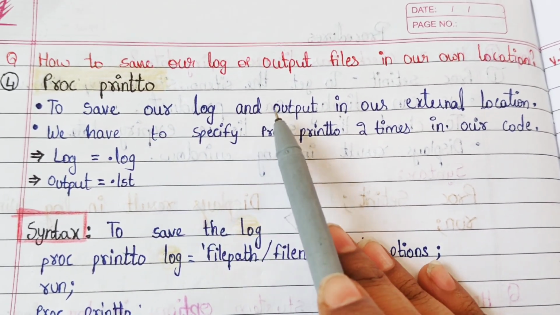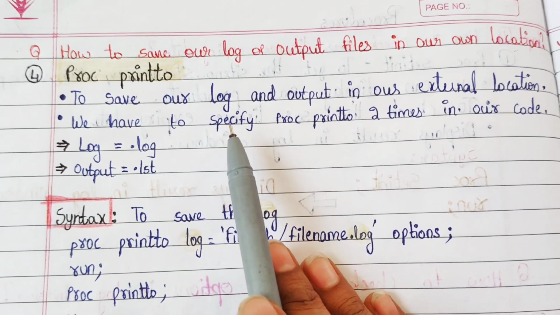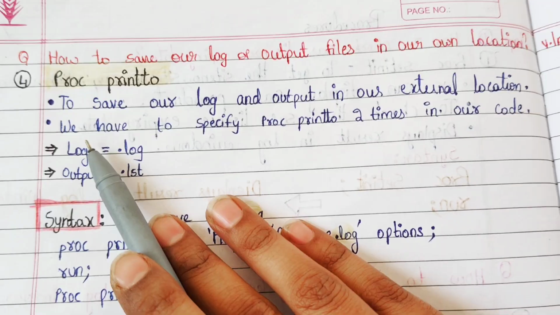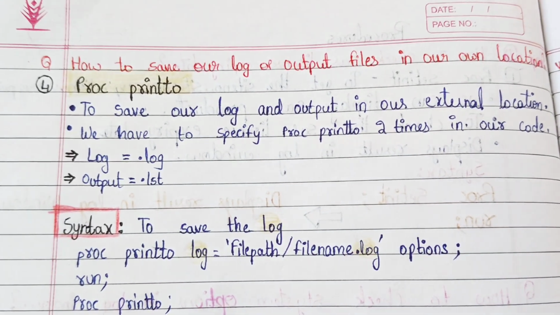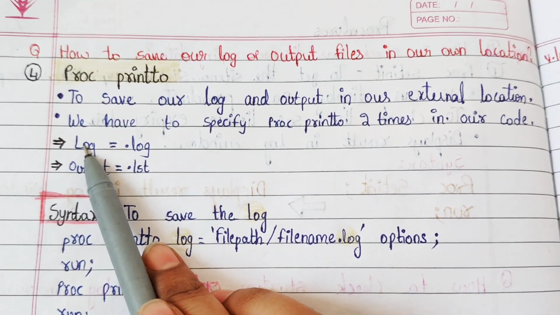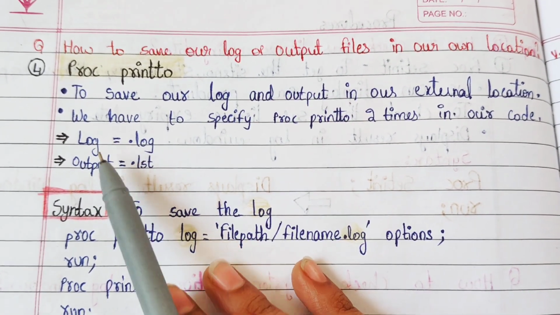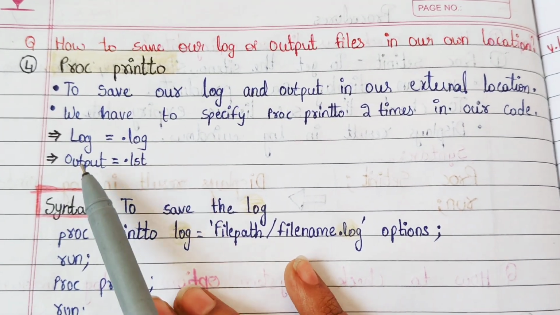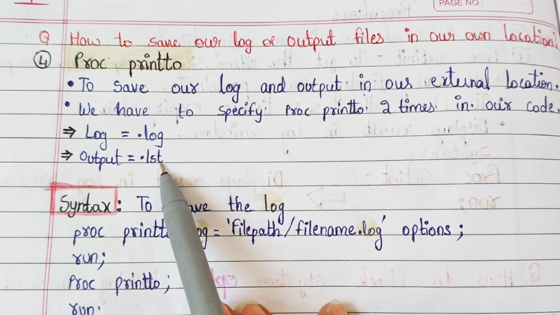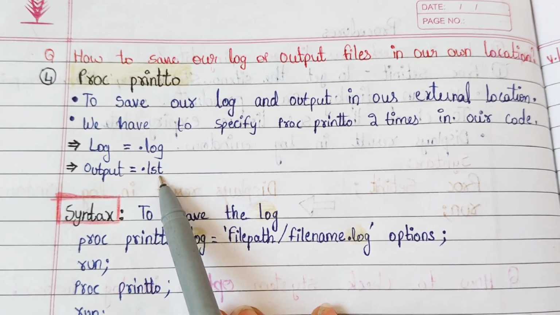To save our log and output in an external location, we have to specify proc printto 2 times in our code. Please make a note of this. We have to save log and output, right? The log extension is .log, and the output extension is .lst. LST is nothing but listing. Till here it's clear.